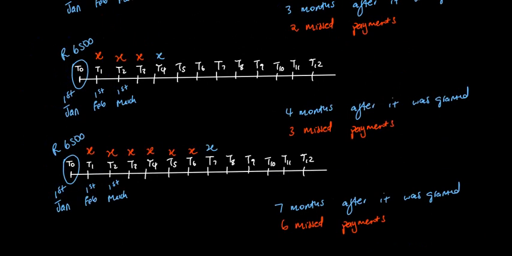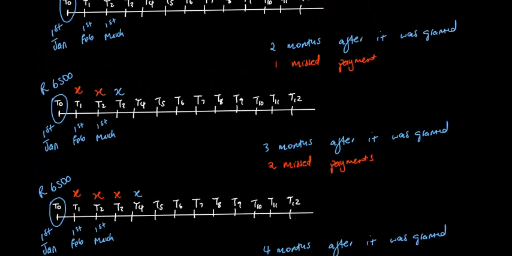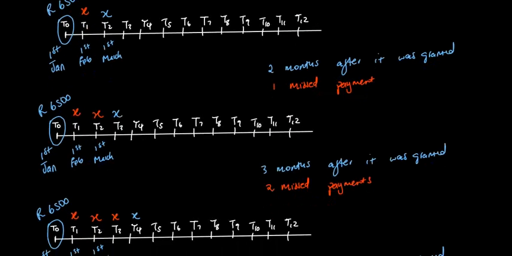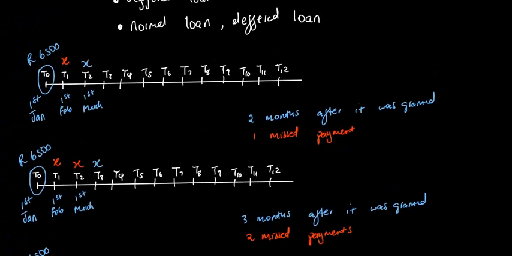So let's look at an example, a question, to see how we apply this. Now, before we look at a question, let's understand that if you missed 1 payment, 2 payments, 3 payments, there comes a consequence because of that. What will be the consequence?